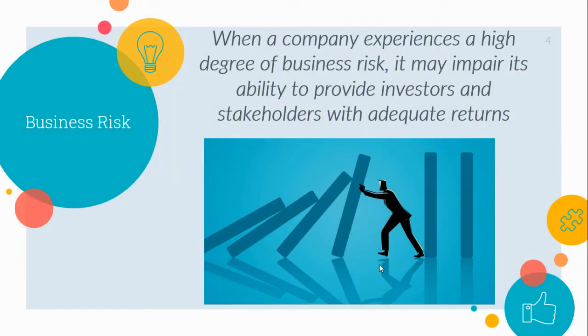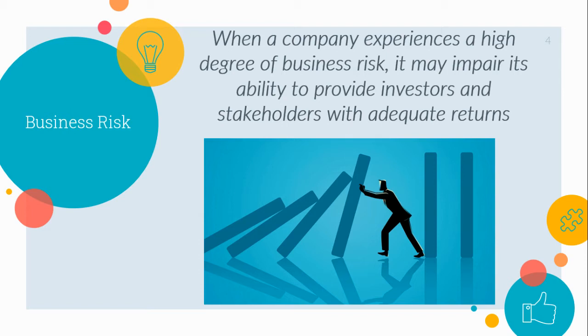So let's understand the business risks. When a company experiences a high degree of risk, it may impair its ability to provide investors and stakeholders with adequate returns. So, for example, the CEO of a company may make certain decisions that affect its profits, or the CEO may not accurately anticipate certain events in the future, causing the business to incur losses or fail.